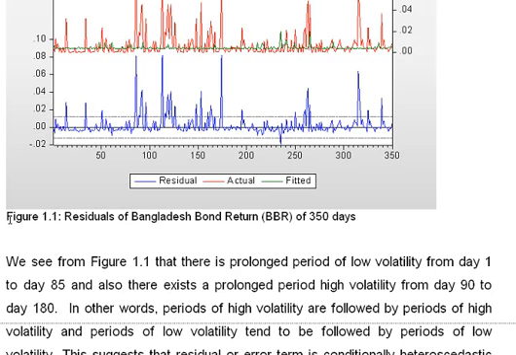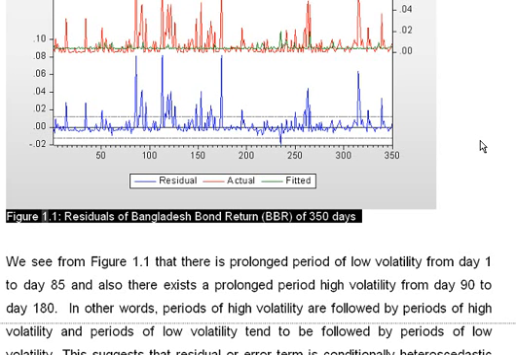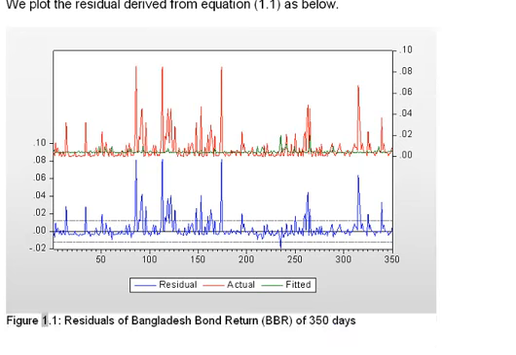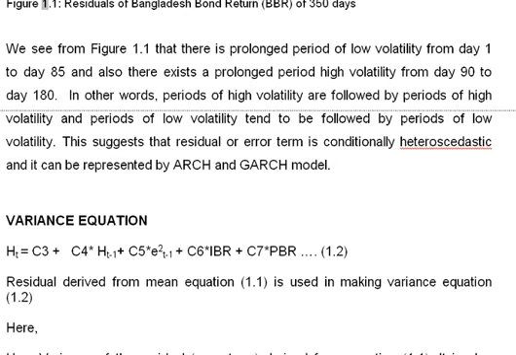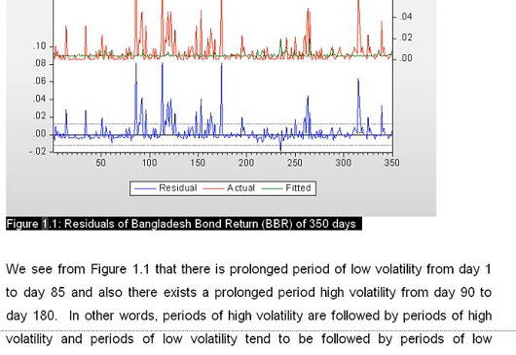You can see this is residual, right? And it is called figure 1.1, residual of Bangladesh bond return of 350 days. Okay, so this is residual, you can see from here. This is residual that you can see from here. So what is happening now, you just go down below. So my plan is to interpret the result, interpret the meaning of the residual that I shall do now.